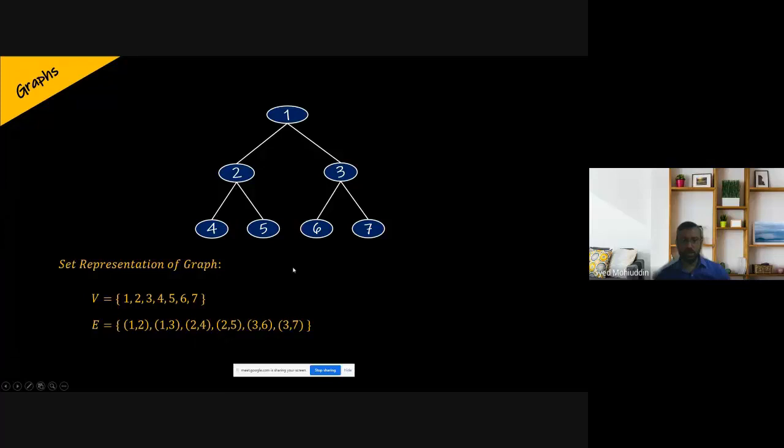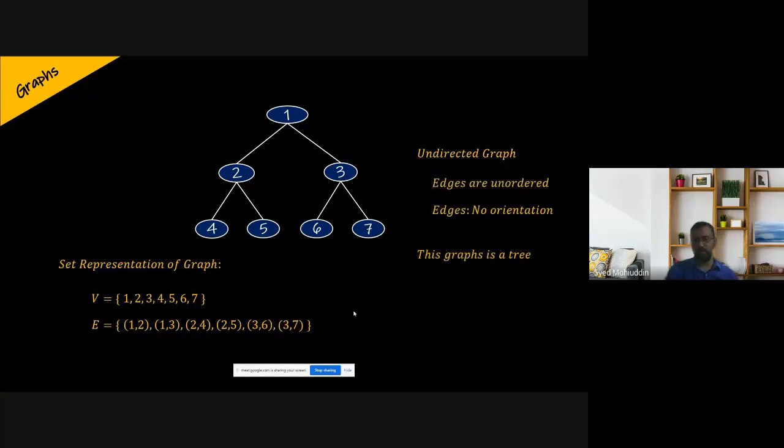2 to 5, there is an edge. 3 to 6, there is an edge. 3 to 7, there is an edge. So this is also a graph, but usually it is called a tree. Now, is this directed or undirected? It is undirected because there is no orientation for the edges, and the edges are unordered. So this graph is basically a tree. Now, why are we calling this a tree? There is something known as a cycle, and we will look at that definition later in these slides. But this is called a tree.